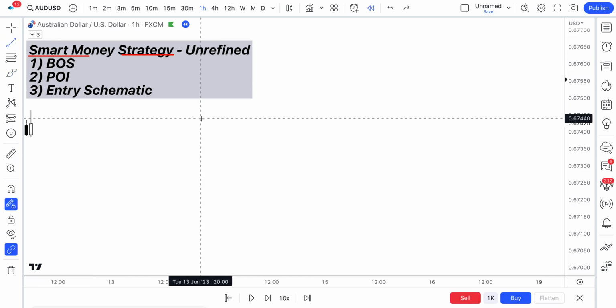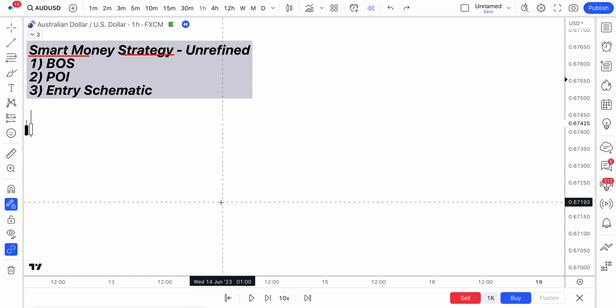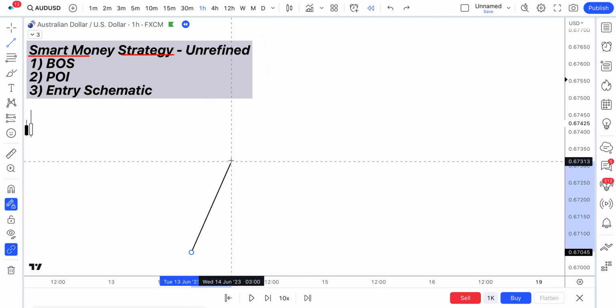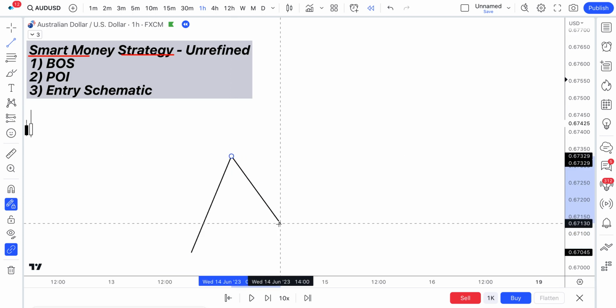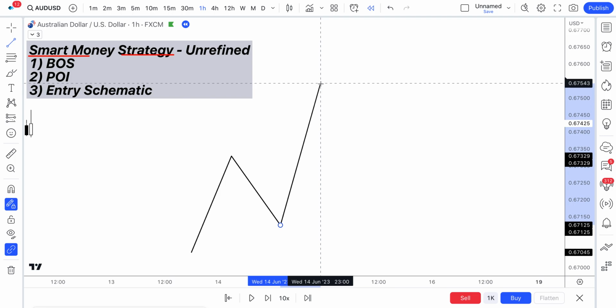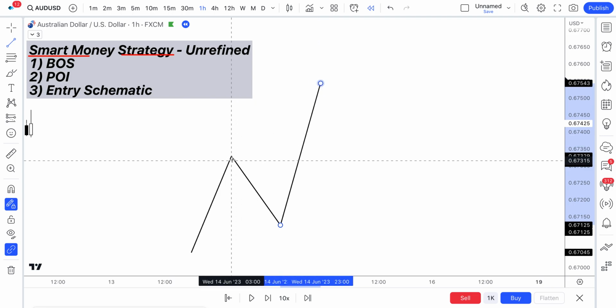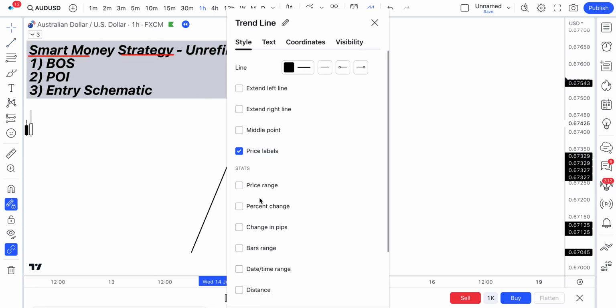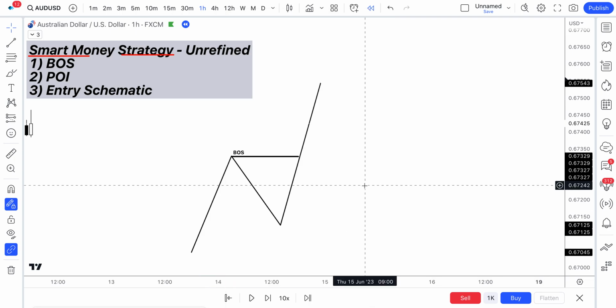But first off, I just want to start off with the basic concepts of the strategy. Okay, so in terms of raw market structure, what we want to see is a high in the market, followed by a higher low, followed by a higher high. Okay, once we see the higher high, we can mark on our break of structure. So we can mark this on as a BOS, a break of structure to the upside.